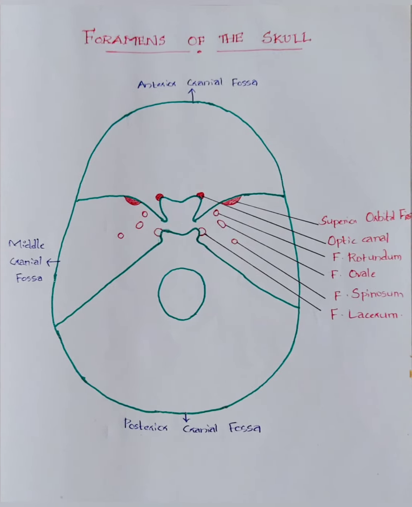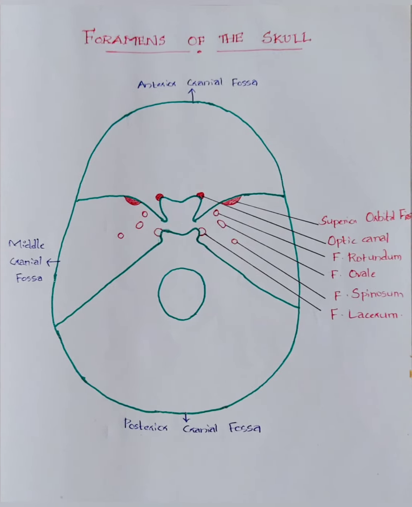The foramen ovale transmits the mandibular nerve, accessory meningeal artery, lesser petrosal nerve and the emissary vein connecting cavernous sinus with the pterygoid plexus of veins. The foramen spinosum transmits the middle meningeal artery, middle meningeal vein and the meningeal branch of mandibular nerve, that is the nervus spinosus. Last but not the least, foramen lesserum transmits the meningeal branch of pharyngeal artery.